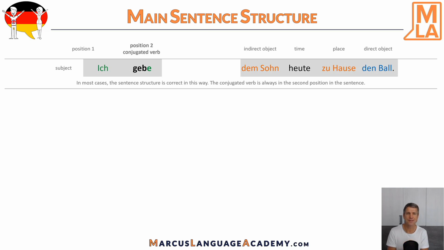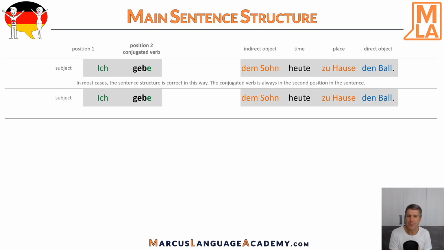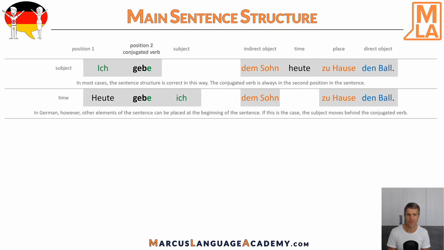In most cases, the sentence structure is okay like this. Of course, you don't always have all the elements. You need at least the subject and the verb. And the most important rule is that the conjugated verb is in the second position. In German, however, other elements of the sentence can be placed at the beginning of the sentence. If this is the case, the subject moves behind the conjugated verb.